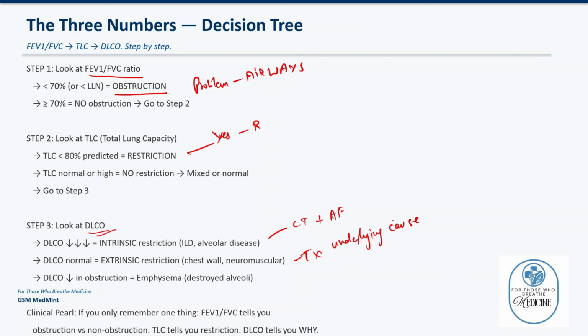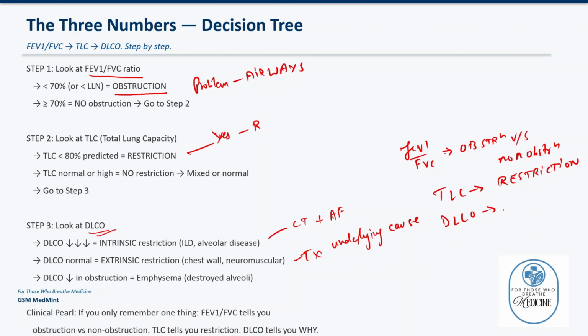So if you remember one thing from this lecture, it is FEV1 over FVC. FEV1 over FVC tells you about obstruction versus non-obstruction. The TLC tells you about restriction, and the DLCO tells you why there is the restriction. The three numbers, one diagnosis.